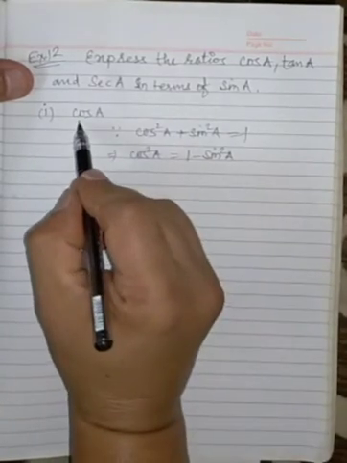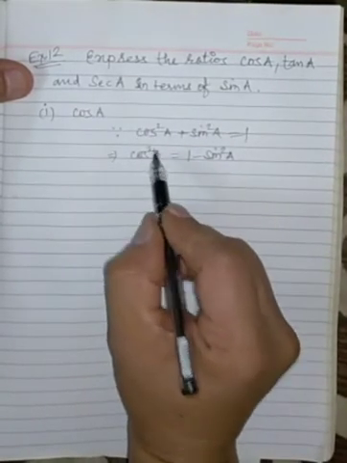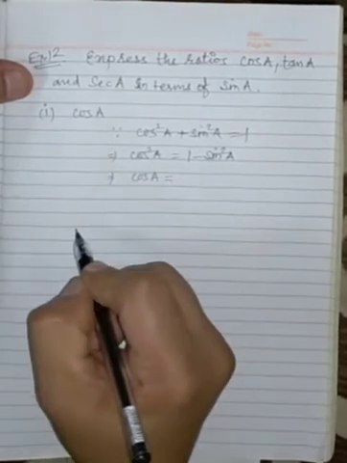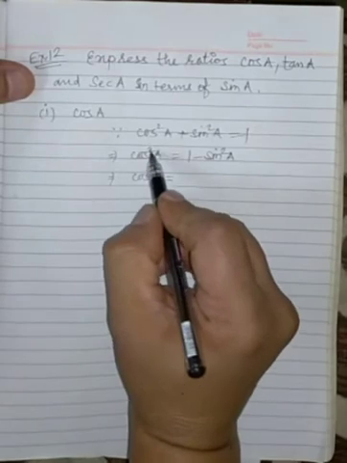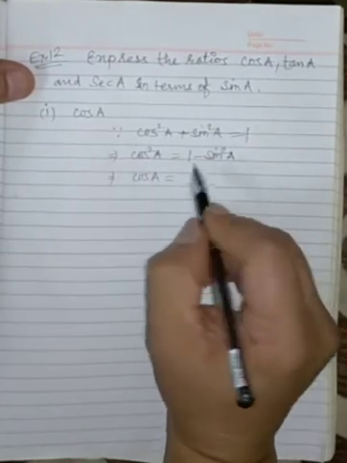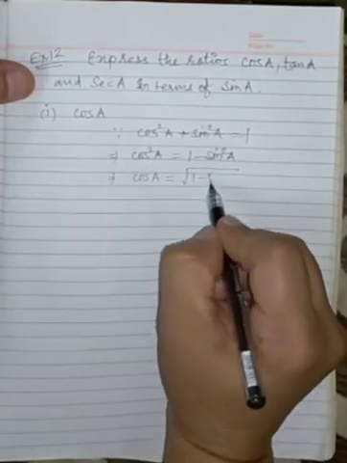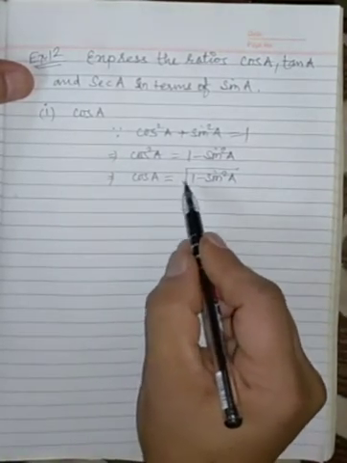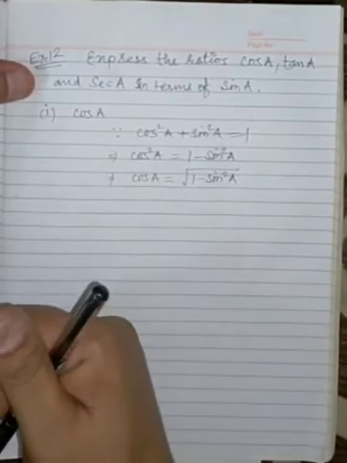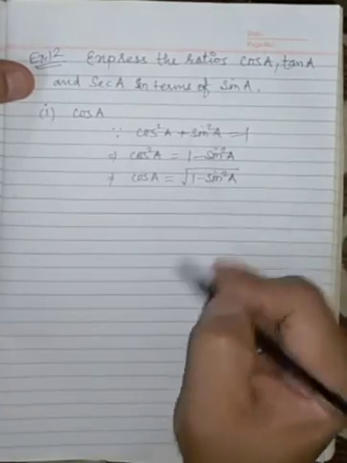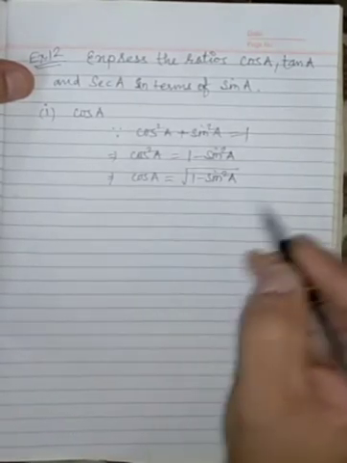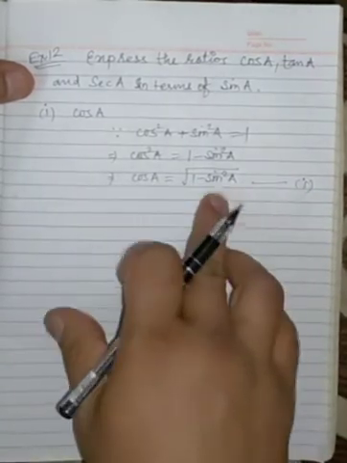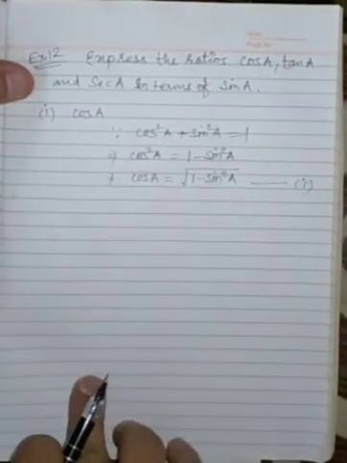Now since we have to find the value of cos A, we will remove the square. So cos A will be equal to, as we remove the square from here, this quantity will go in root. So cos A is equal to under root 1 minus sin square A, which cannot be solved further. Okay, this is your first answer. Now this relation can be used in coming parts.